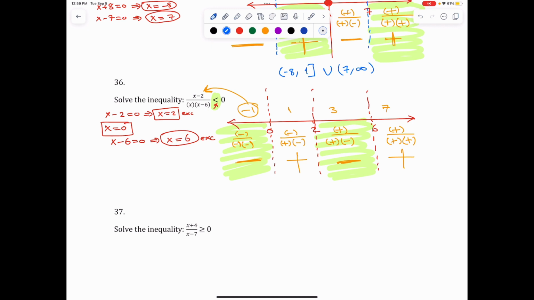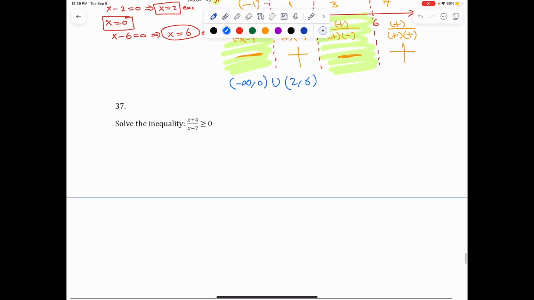So I can say that the solution is from negative infinity to 0, open, union from 2 to 6, all open. None of these critical values are included. And then number 37, I will find the critical values.